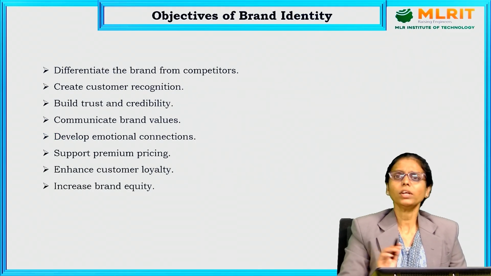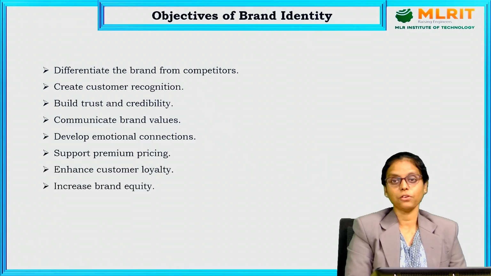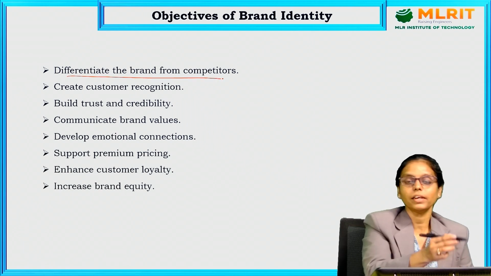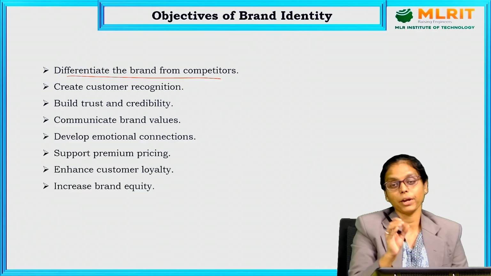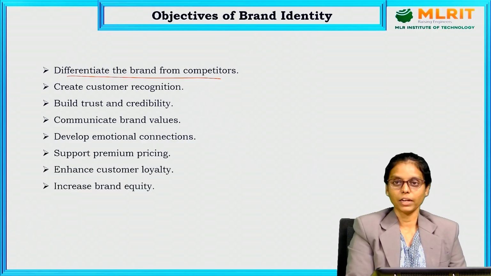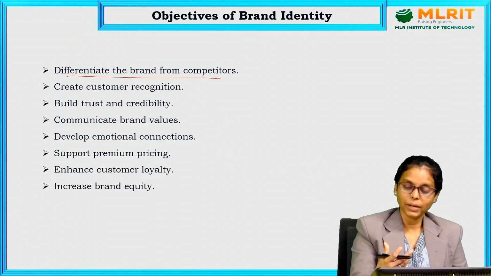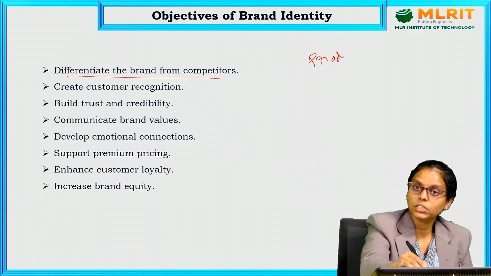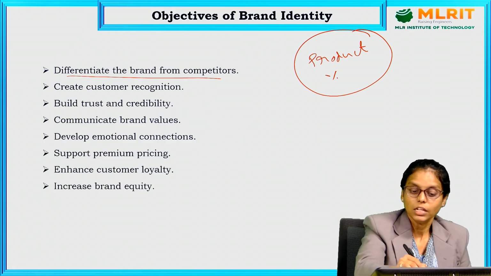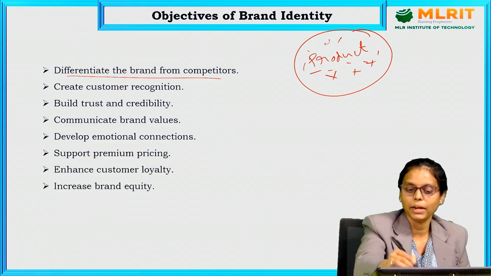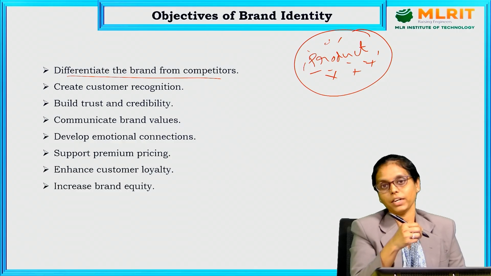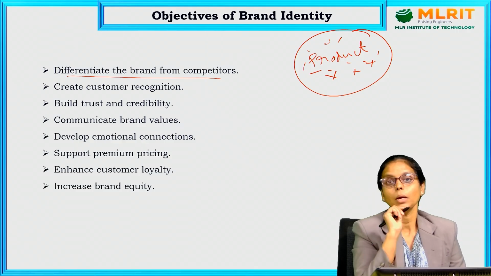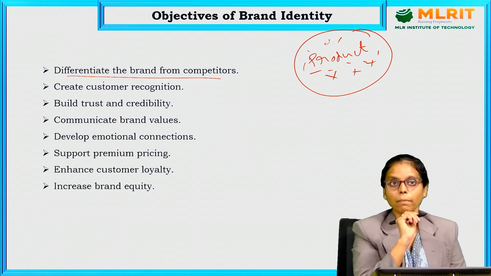Now, what are the objectives? Why do I need to create an identity for my brand? The basic objective, as we said, is to differentiate our product from the other competitive products in the market. There might be a number of brands, a number of products available which are fulfilling the same need of customers: X, Y, Z, A, B, C, D, many brands are available. Then how will the customer identify me and select my product in the market? For that, we link with brand identity. So differentiate the brand from the existing competitors.